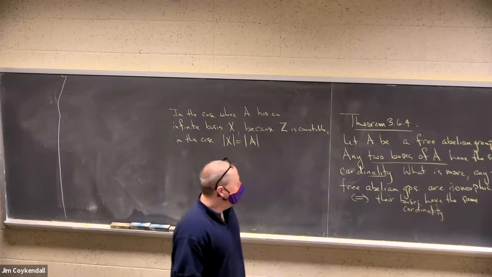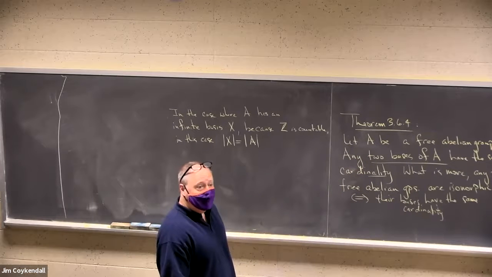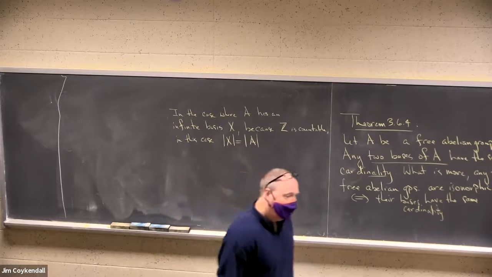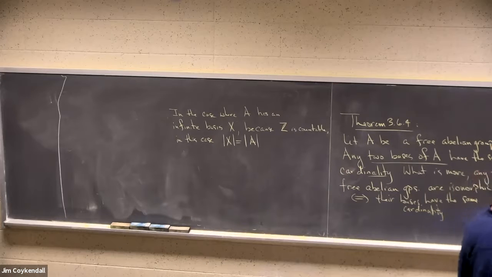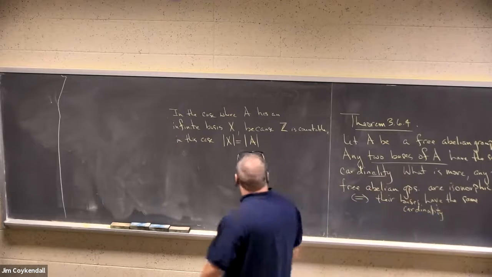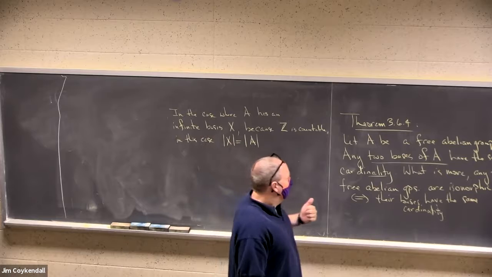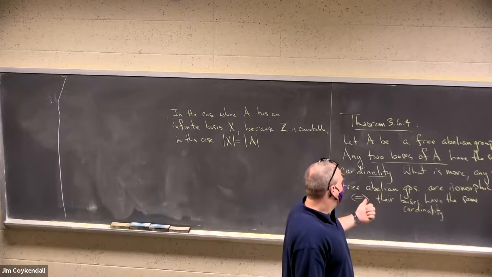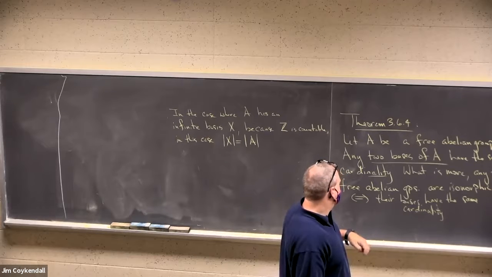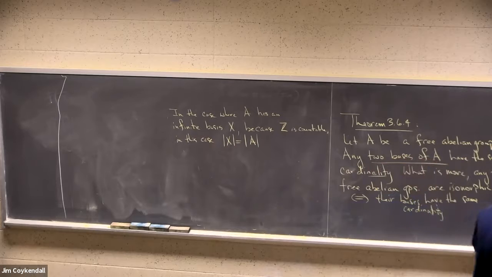Now, there's also the claim that any two... So for the last statement that we made, are we assuming that X is countably infinite? At least countably infinite. That statement is certainly not true if it's finite. We need to know that two free abelian groups are isomorphic if and only if their bases have the same cardinality.